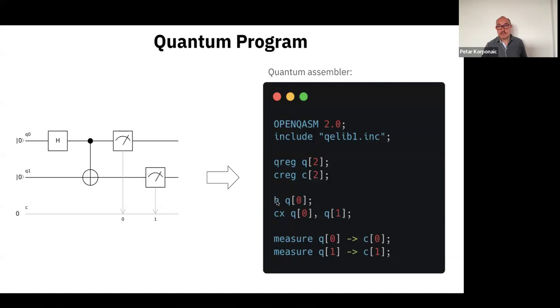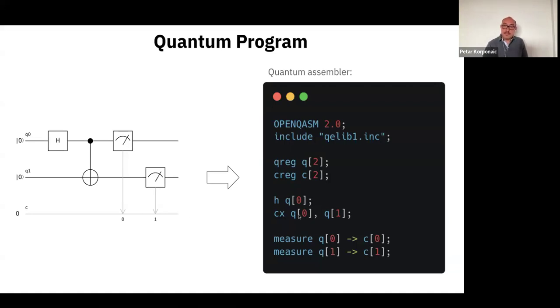Then we have H, which is Hadamard, so the H matrix performing on qubit 0. And we have CX between qubit 0 and qubit 1, so this is the controlled-NOT between qubit 0 and qubit 1. And we have measurement. We measure qubit 0 and store the result into classical register bit 0. And for qubit 1 of quantum register q, we store the measurement result into bit 1, the second bit of the classical register. So this is one of the simplest quantum programs.